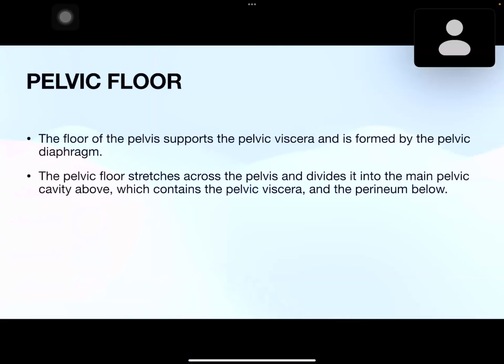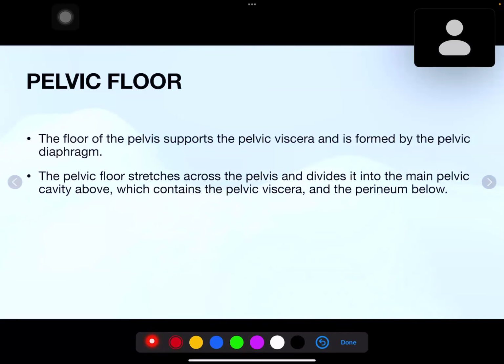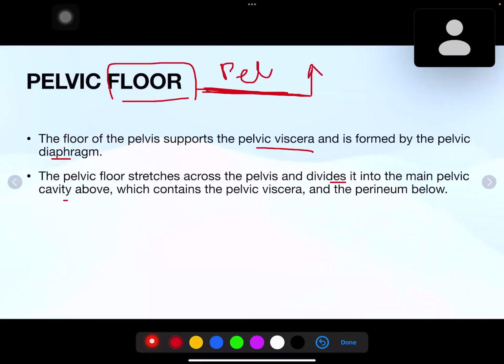Okay, so let's move on to our next topic. It is our pelvic floor. We'll be discussing just a few slides on the pelvic floor and pelvic floor muscles, okay? So basically, the floor of the pelvis supports the pelvic viscera and it is formed by the pelvic diaphragm. Okay, the floor stretches across the pelvis and divides it into the main pelvic cavity above. So the pelvic floor is this, and above the pelvic floor would be the pelvic cavity, okay? And below this pelvic floor would be the perineum.